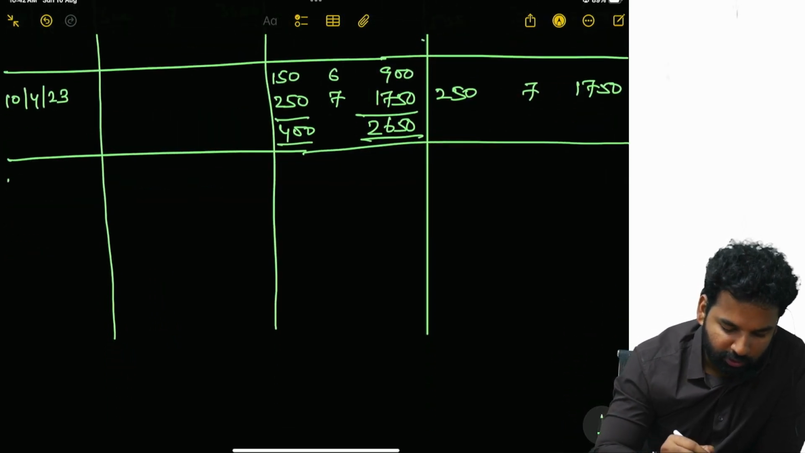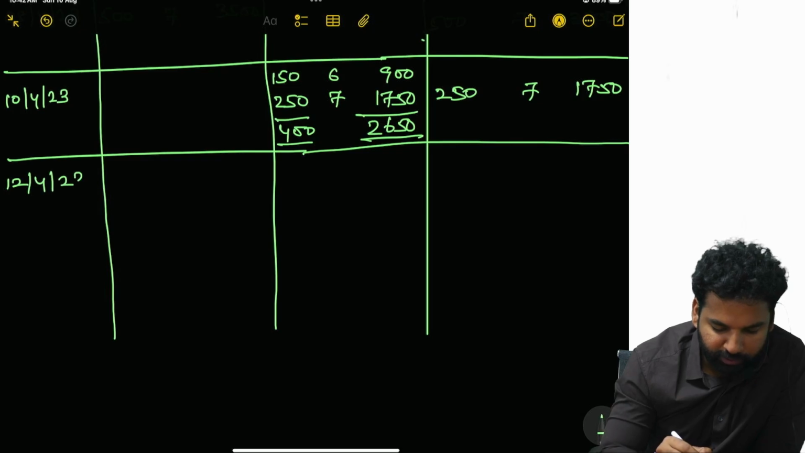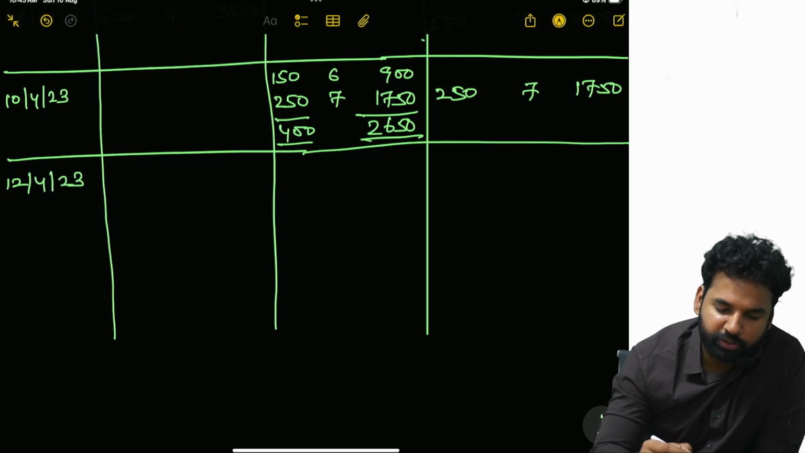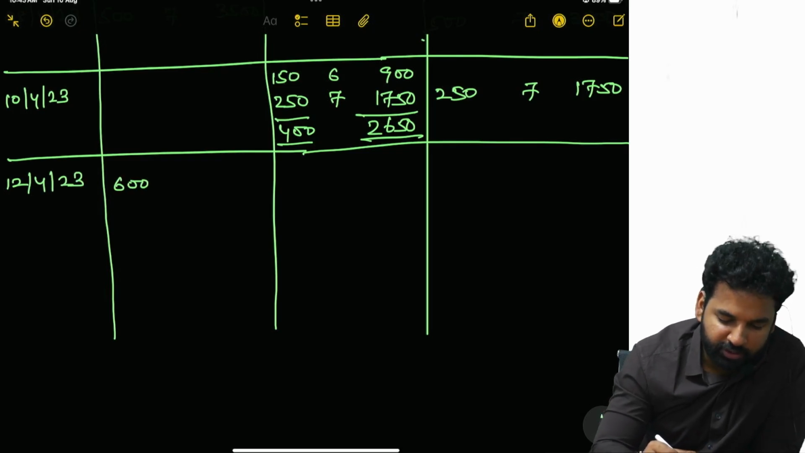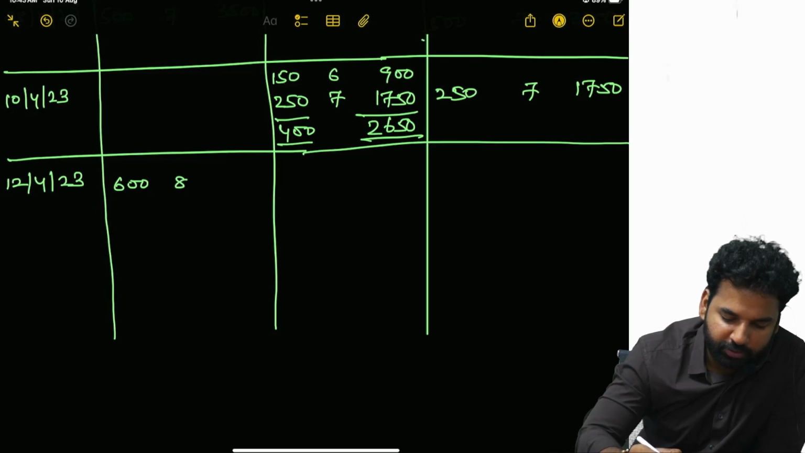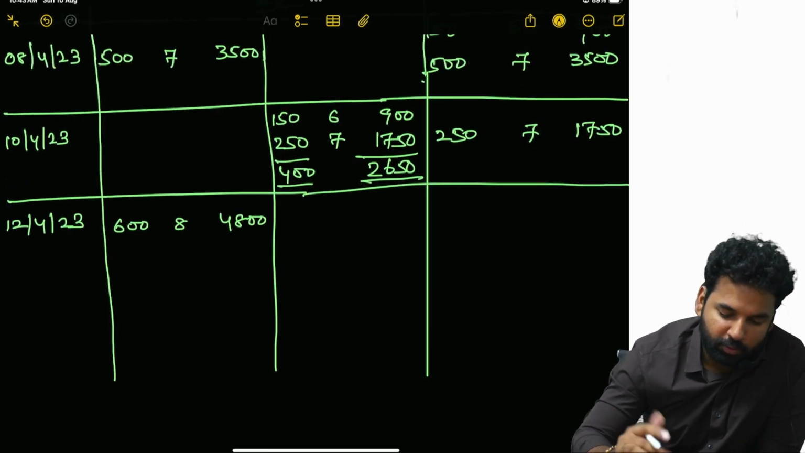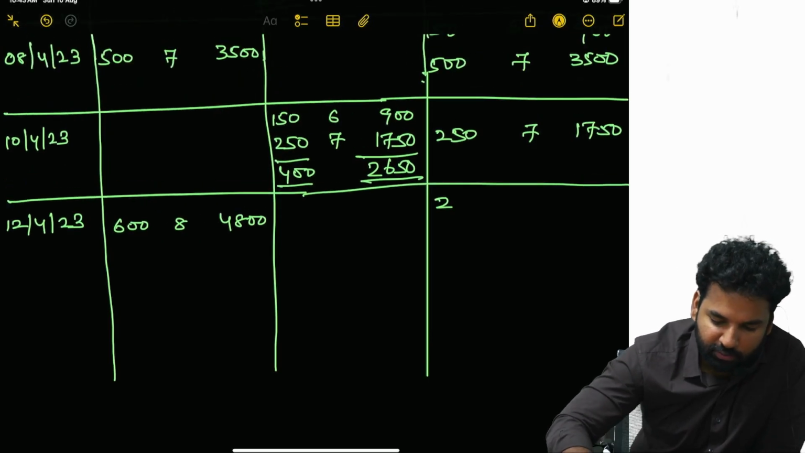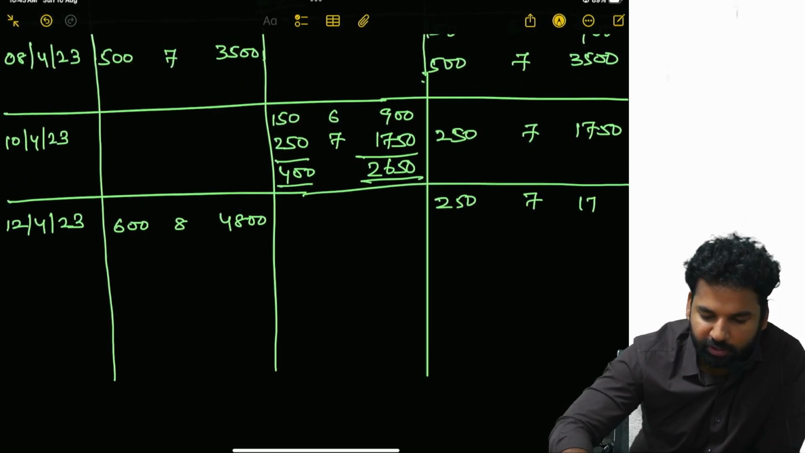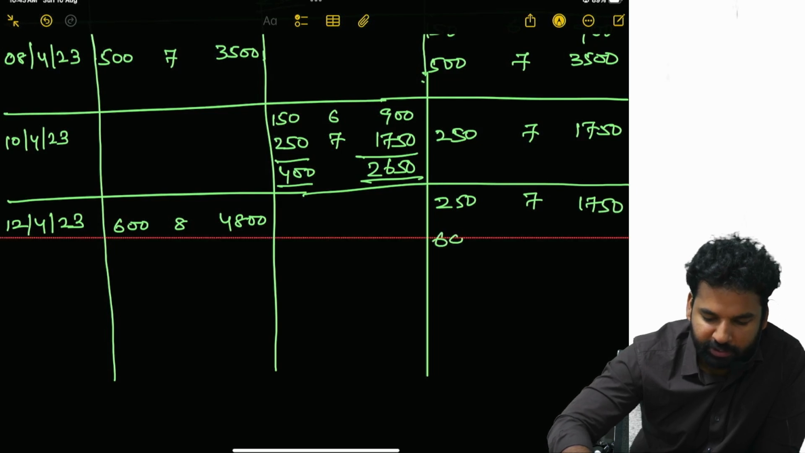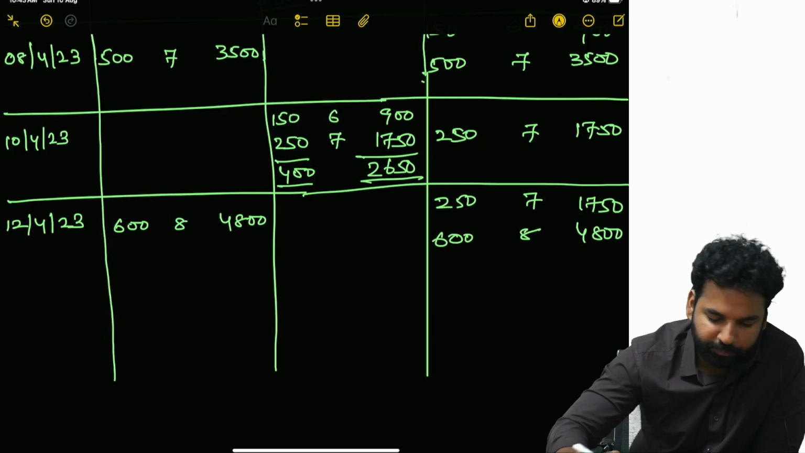Next, 12 April 22, again receipts. How many units? 600. 600 units at 8 rupees. 8 rupees, so 4800. Now tell me, what will be the balance then? 250 of 7, 1750, 600 of 8, okay, 4800.